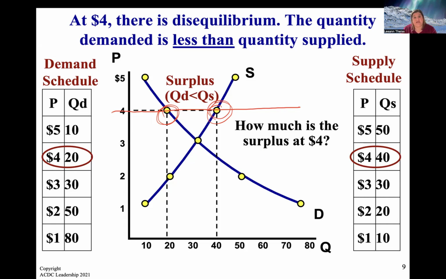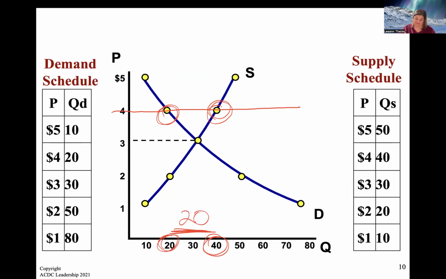How can we calculate how much of a surplus we have? Well, that's pretty easy. We're going to come down here and say, well, we have 20. We only want 20, but we have 40. So if you subtract those two, our surplus is 20 units. Does that make sense to you? Okay, let me erase my drawing.